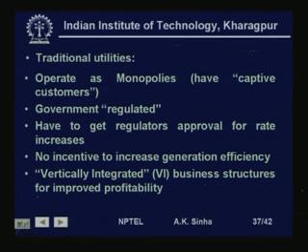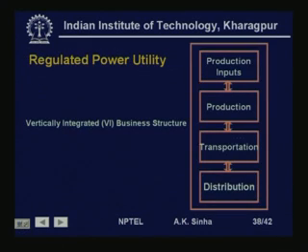Traditional utilities were operated as monopolies. They were mostly government regulated. State electricity boards had to get regulator's approval for rate increases. They were not running as a business. They were running more as a government department, and therefore there was no incentive to increase efficiency, because there was no motive for profitability of the system. This is the structure that we call the vertically integrated system business structure.